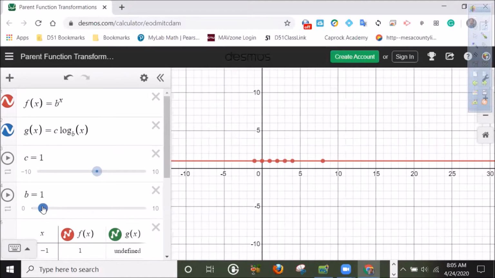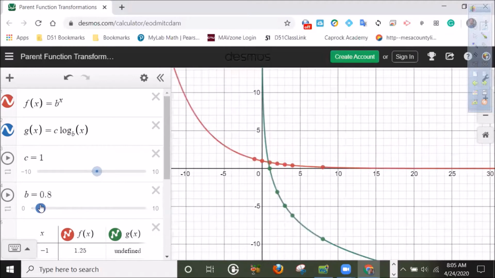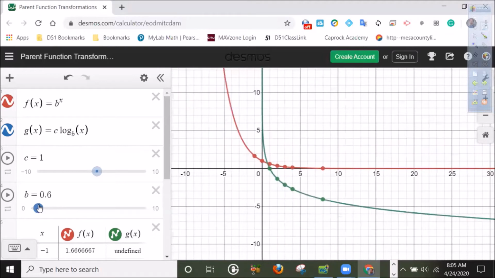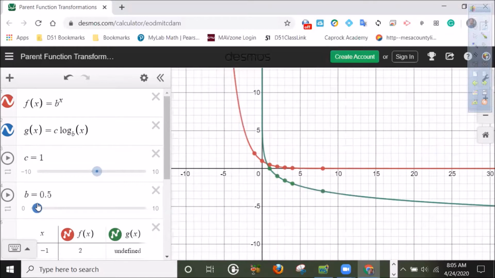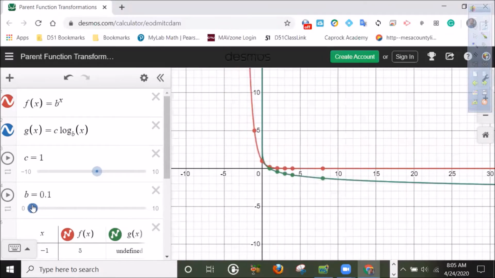We can continue to decrease our base and get closer and closer to 0. We see that the exponential function, the red graph, has turned into exponential decay, a decreasing function, and the log graph is still its reflection. This time the log graph is also a decreasing function.